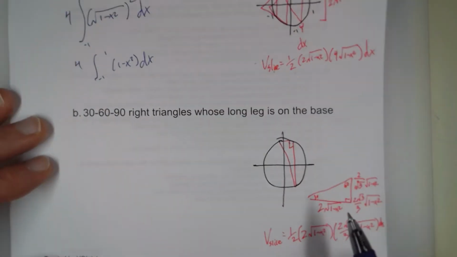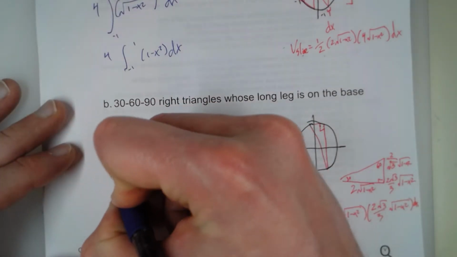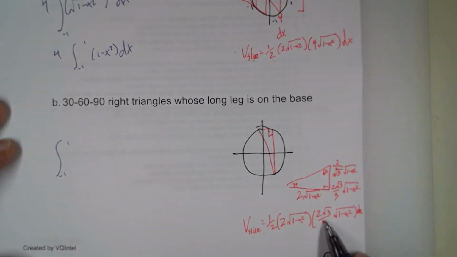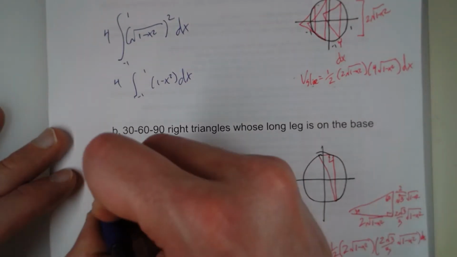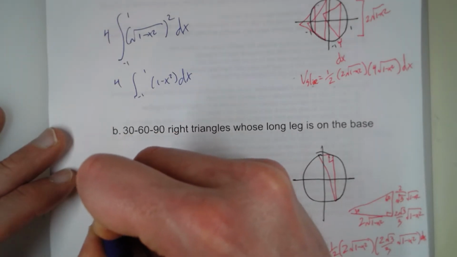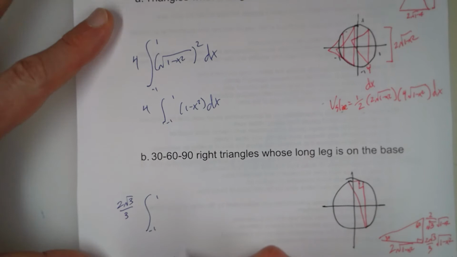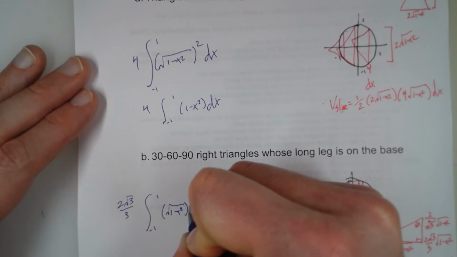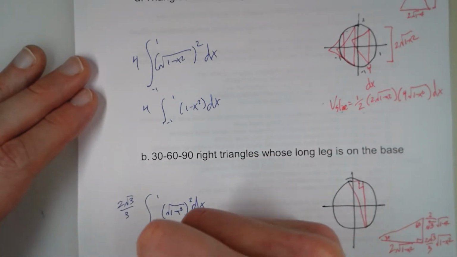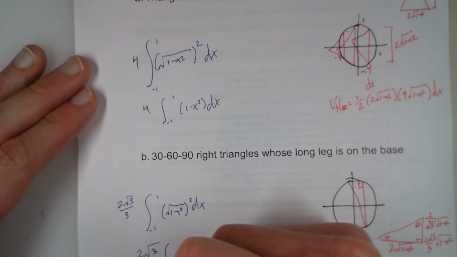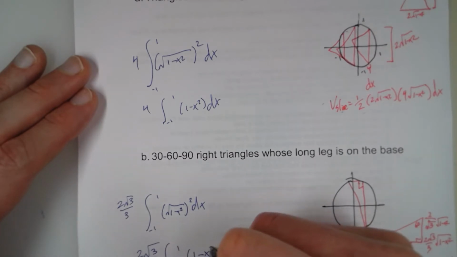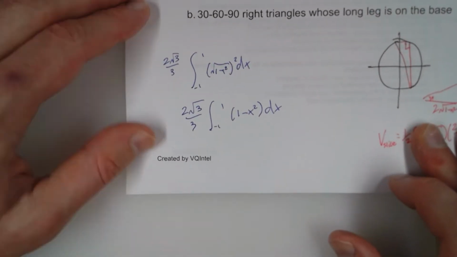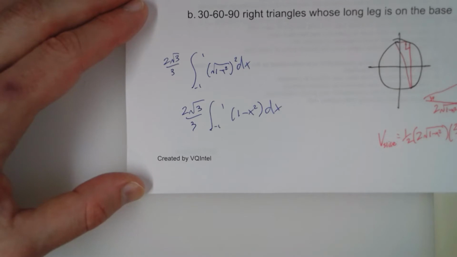So the 2 and the 1/2 will cancel out. So I take the integral from -1 to 1. This coefficient, 2 square root of 3 over 3, I'm going to put out front. That goes out front here. And then we have square root of 1 minus x squared, squared, dx. So we can simplify that to 1 minus x squared dx. So there is our expression for that volume.